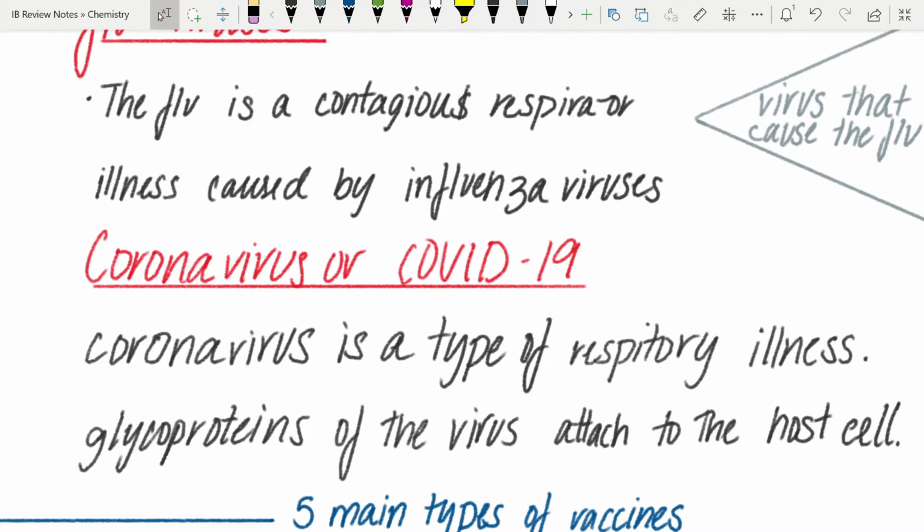Coronavirus is a type of respiratory illness. Basically, glycoproteins of the virus attach to the host cell. The word corona comes from the word crown. So when glycoproteins of the virus attach to the host cell, it makes the shape of a crown, therefore coronavirus. Now, coronavirus, as we see today amidst a global pandemic, is affecting thousands and thousands of people all over the world, asymptomatic or symptomatic, and it causes a lot of problems for people that have respiratory disease, or it affects people's gastrointestinal tract.